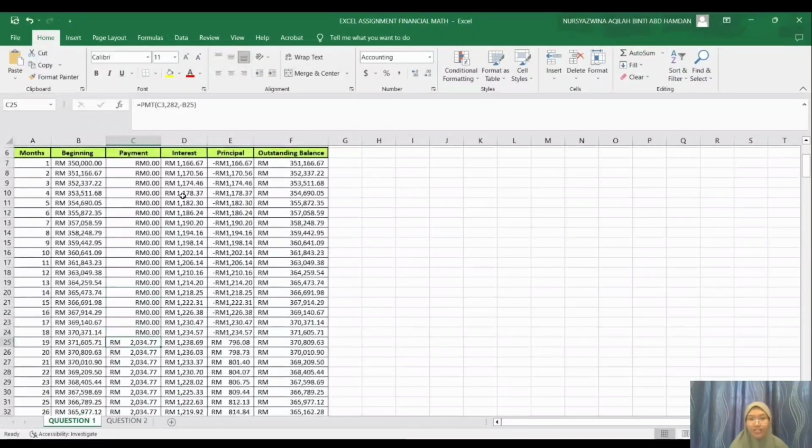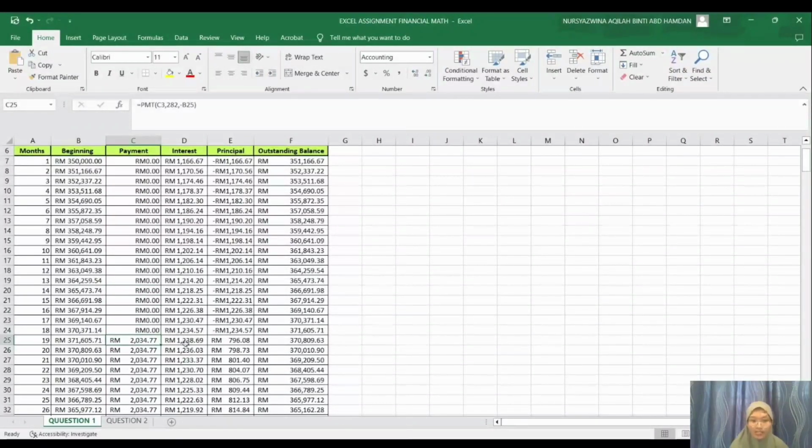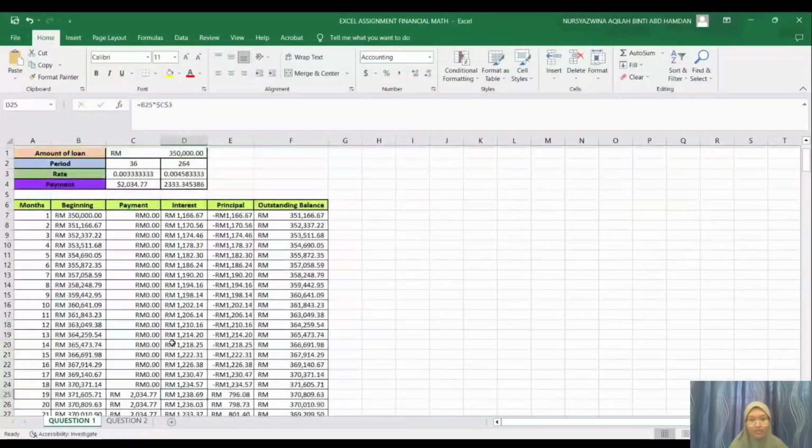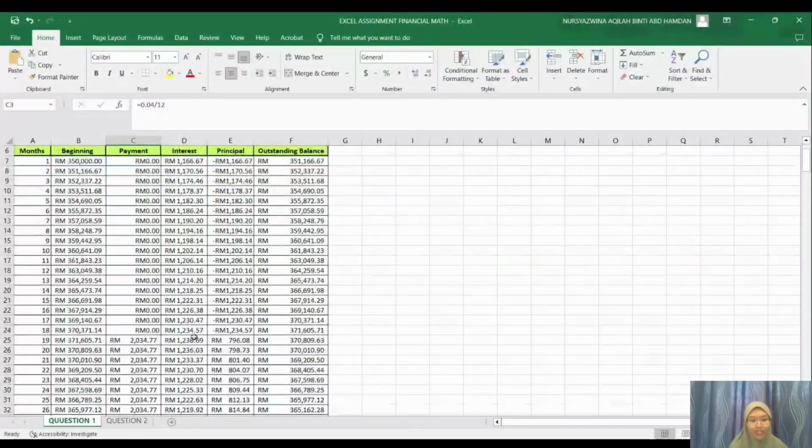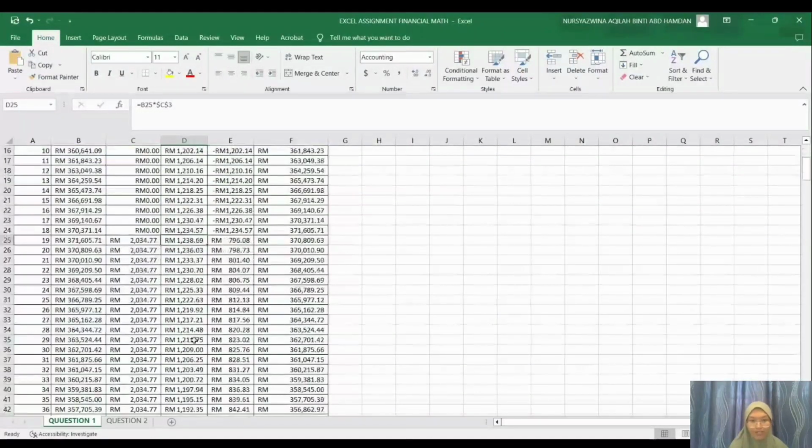Next, for the interest, we can calculate it by using the formula B25, which in this case is the beginning outstanding loan balance for the period, multiplied by C3. C3 here is 4% divided by 12 because we use the rate for the first 3 years. So we can get the interest for every month up until 36.